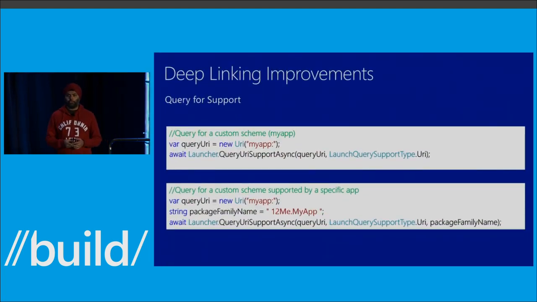The other set of things we added was the ability to query for support. You have a scenario that involves multiple apps, maybe your app and your friend's app, and you want to figure out whether your friend's app is installed on the device. Well, QueryUriSupportAsync is the answer. It lets you do that.